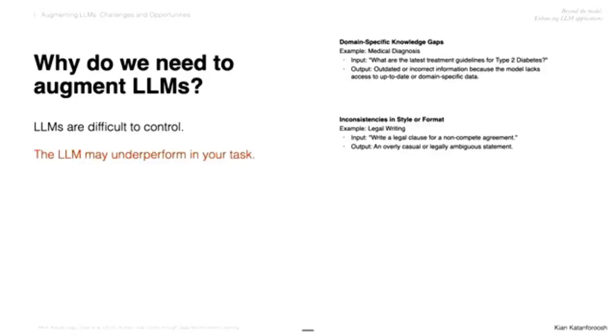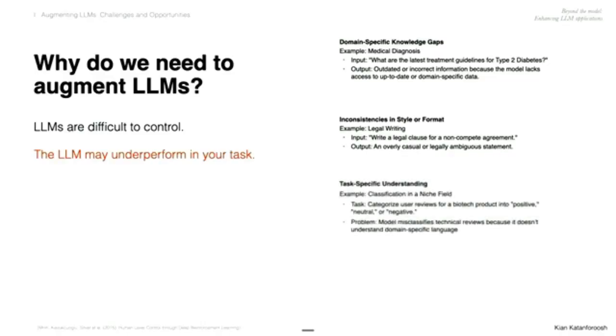Inconsistencies in style and format. So imagine you're building a legal AI agentic workflow. Legal has a very specific way to write and read, where every word counts. If you're negotiating a large contract, every word in that contract might mean something else when it comes to the court. And so it's very important that you use an LLM that is very good at it. The precision matters. And then, task-specific understanding, such as doing a classification in a niche field. Here, I pulled an example where, let's say, a biotech product is trying to use an LLM to categorize user reviews into positive, neutral, or negative.